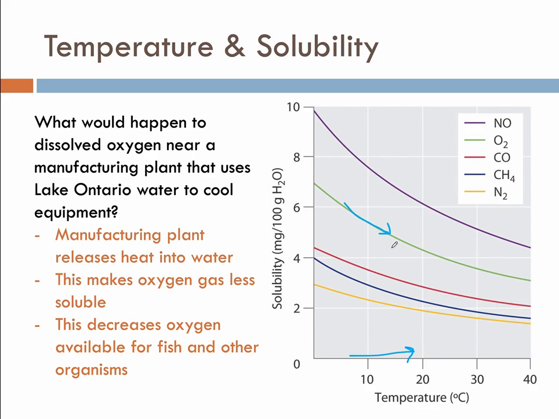So it's not like the manufacturing plant is going to heat all of Lake Ontario, but in its local area near the plant, you're going to get warmer water. That means that less oxygen dissolves in that water, and that makes it more difficult for fish or other organisms that need that oxygen to survive. So just something to be aware of with dissolving gases in liquids, that increased temperature actually decreases the amount of dissolved gas in that liquid.